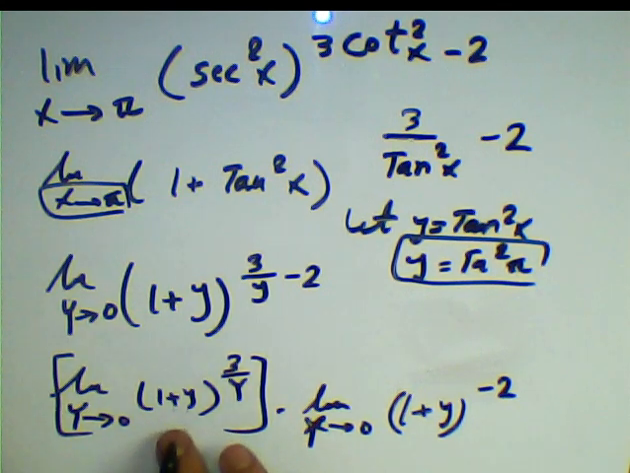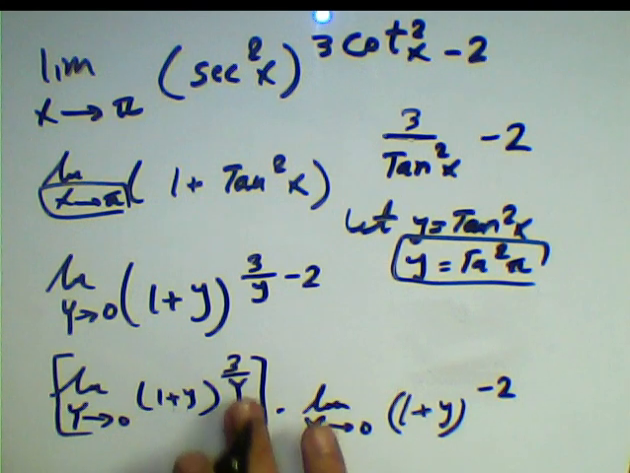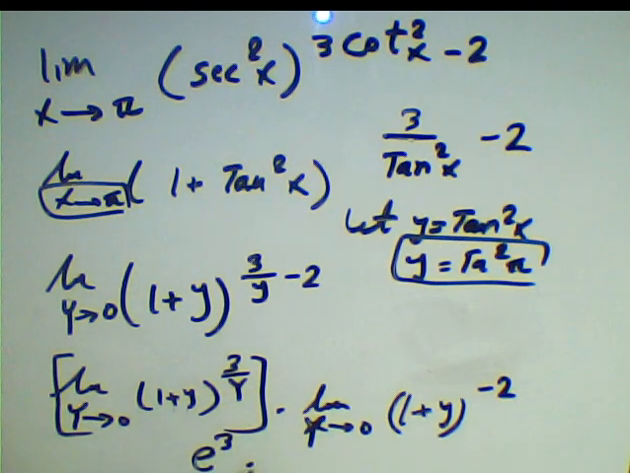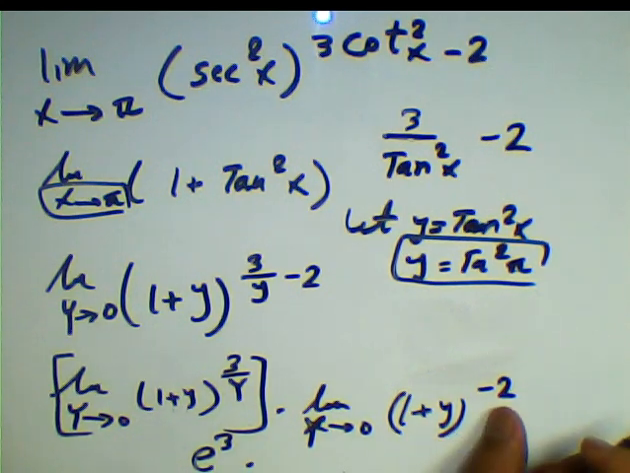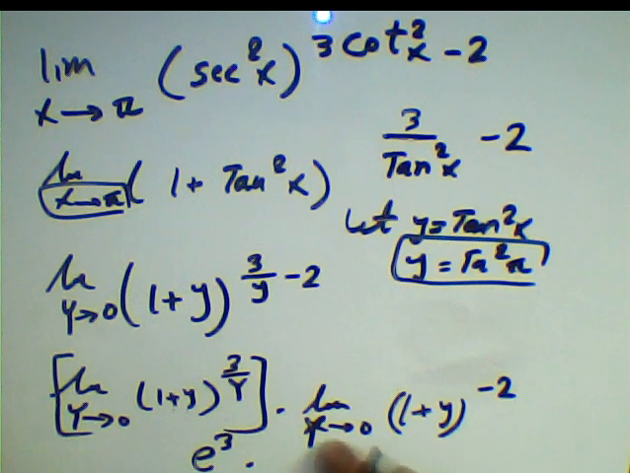The result here: the base equals the power and equals 3, so the result will be e power 3 multiplication by the result here. What will it be? 1 plus y all power negative 2. When y equals 0, put y equal 0, 1 plus 0 equals 1, power negative 2 equals 1. The result will be e power 3. It's the result of this example.